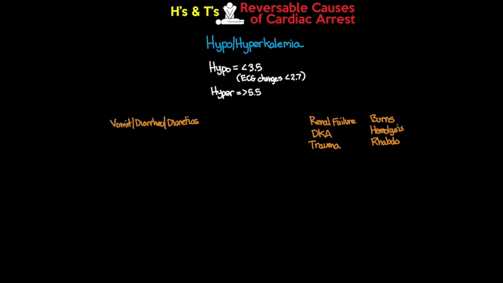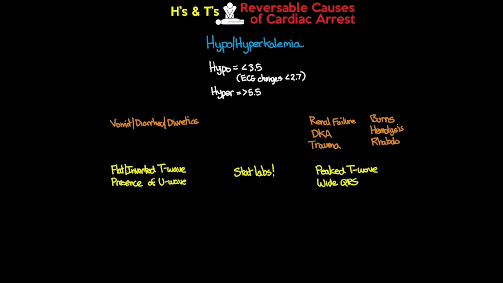Now, some of the things that we want to assess for as possible indications of this, in the case of our hypokalemia, we could see things like either flat or inverted T waves, and then also possibly the presence of U waves. In the case of hyperkalemia, we're going to be looking for those peaked T waves or wide QRSs. And then obviously, in order to really know what's going on with the patient with their potassium, we really have to get those stat labs. And this is where it's really good to have some sort of point of care lab testing like an iStat. That way you can get your results immediately and know what's going on.